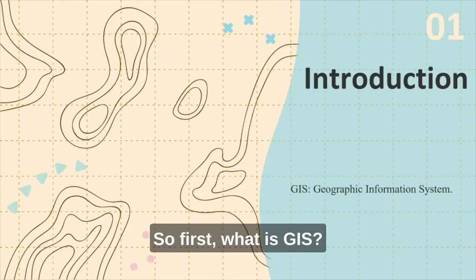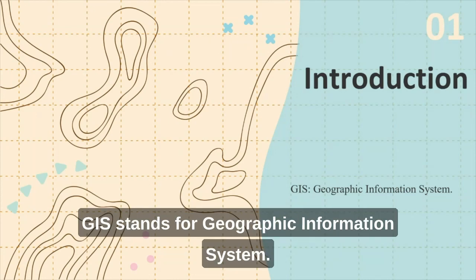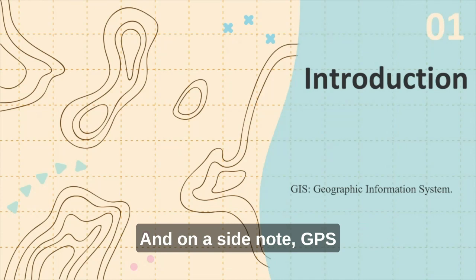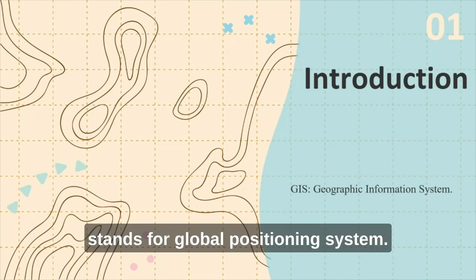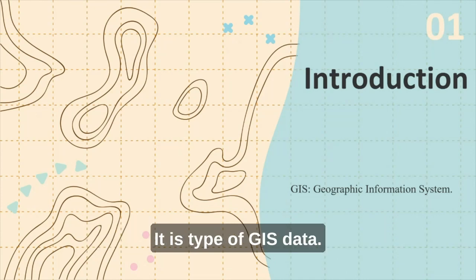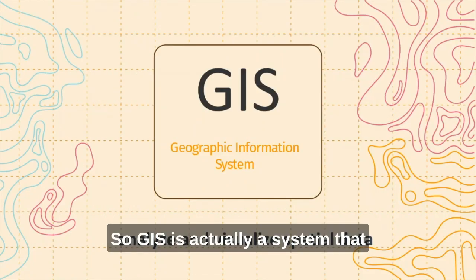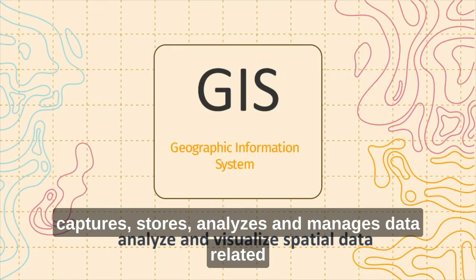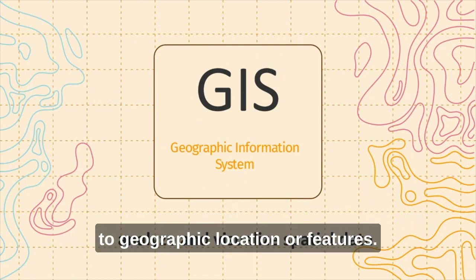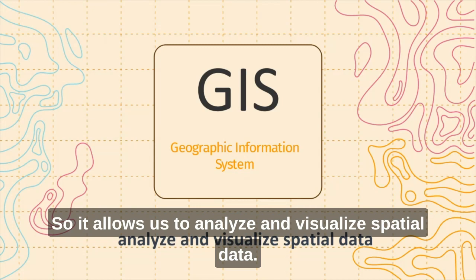So first, what is GIS? GIS stands for Geographic Information System. And on a side note, GPS stands for Global Positioning System. It is a type of GIS data. So GIS is actually a system that captures, stores, analyzes, and manages data related to geographic location or features. So it allows us to analyze and visualize spatial data.